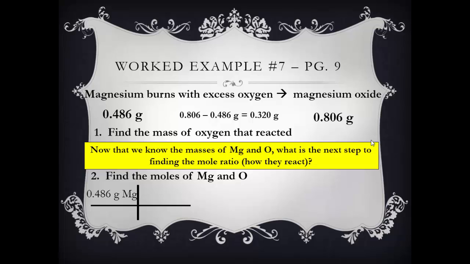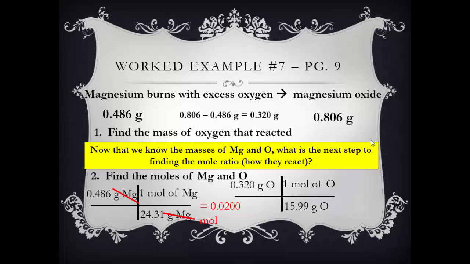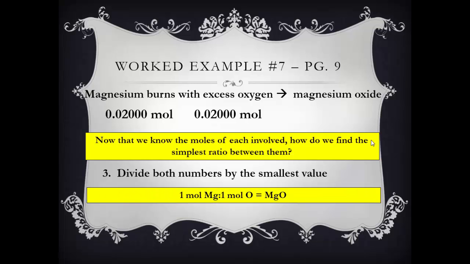So we took the grams of magnesium and divide by the molar mass of magnesium. They cancel out, and I get 0.02 moles of Mg. Same thing with oxygen, we have 32.32 divided by about 16 grams. And again, I get the answer of 0.0200. So they're the same value, so the ratio has to be 1 to 1. So that means the formula is going to be MgO.